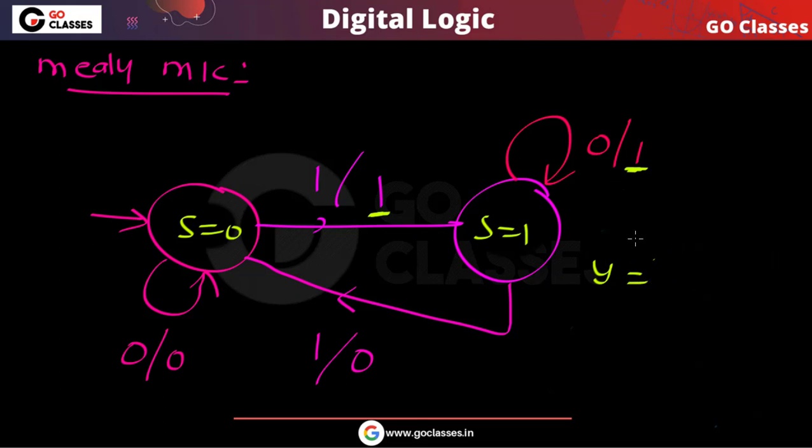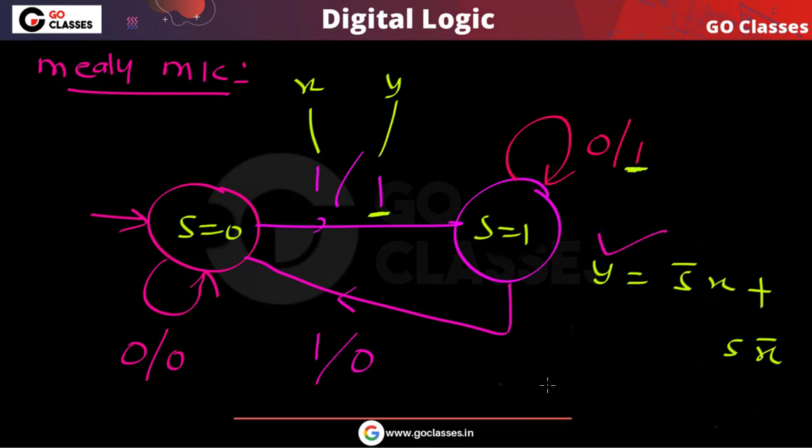Okay, so what will be the output equation? Very simple. Just focus on when the output will become 1. This will become 1 when s is 0 and input x is 1. Or I can say when s is 1 but input is 0. So you can notice in these two situations, when s is 0 and x is 1, your output will become 1, and also when s is 1 and x is 0, in that situation also your output will become 1. So this is your output equation.